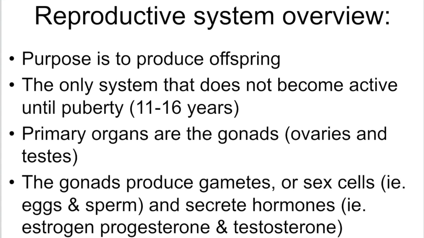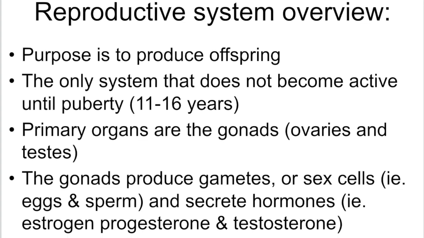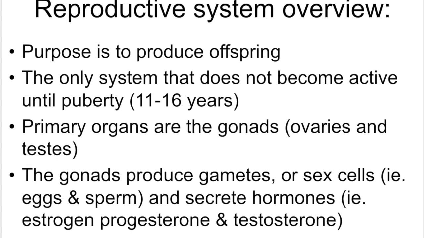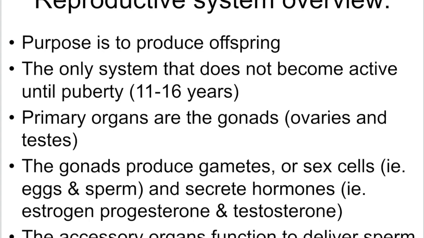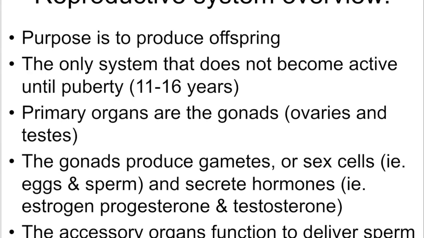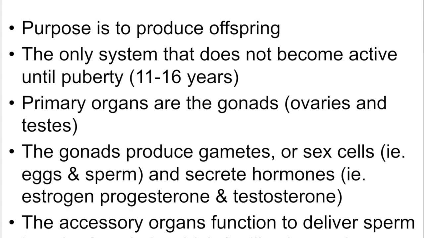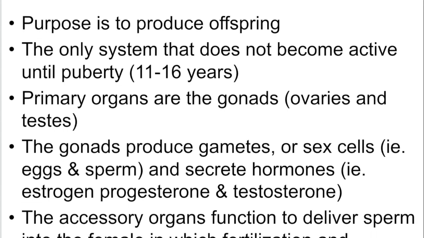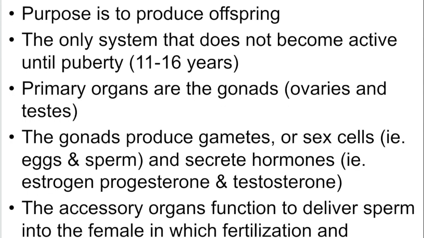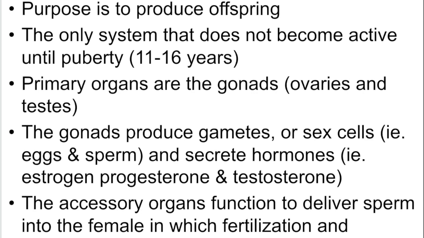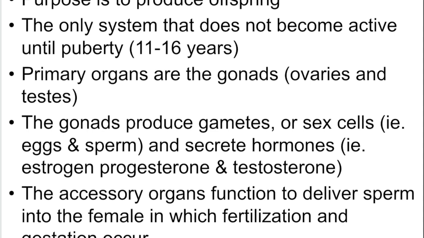The purpose is to reproduce offspring, obviously. It is the only system that does not become active until puberty, somewhere around 11 to 16 years old. The primary organs are the gonads, or the ovaries and testes, female and male respectively. The gonads are responsible for producing all those gametes, or sex cells. For instance, in males it would be sperm, and in females, eggs. They're also responsible for secreting hormones such as estrogen, progesterone, and testosterone.